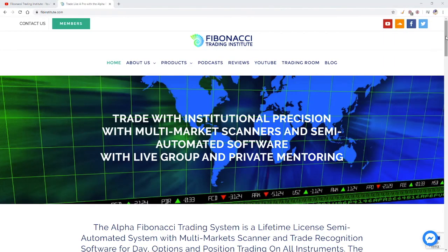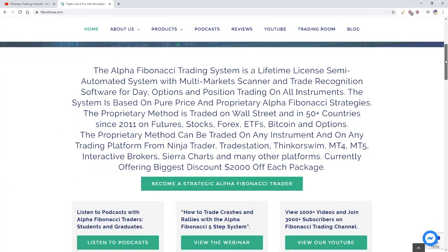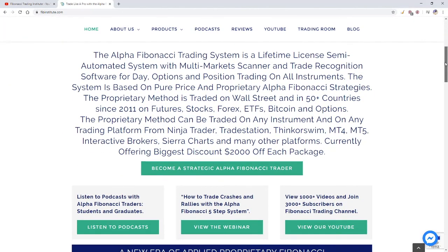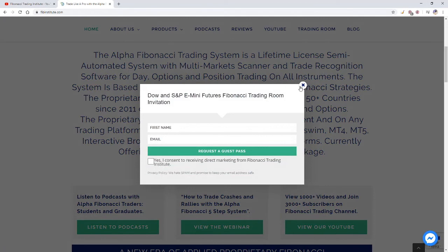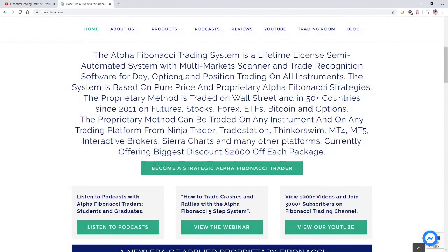So in summary, if you are serious about quality trading, I look forward to working with you. This is a lifetime licensed semi-automated system with multi-market scanner trade recognition software for day, options, and position trading on all instruments. You can trade anything you choose on any trading platform, from Ninja, TradeStation, Thinkorswim, MT4, MT5, Interactive Brokers, Sierra Charts, and many other platforms.